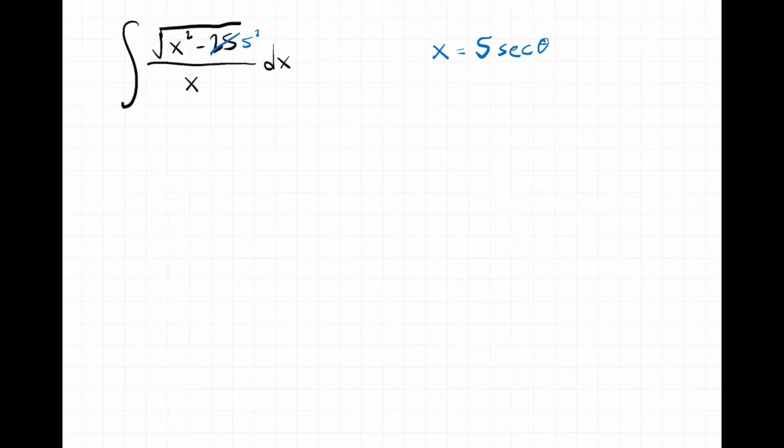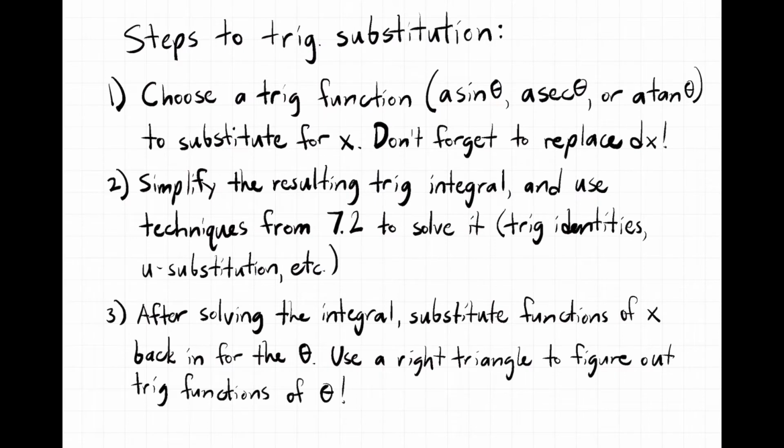Now's a good time to stop and review our 3 basic steps for trigonometric substitution. Our basic steps, first of all, choose which trig function you want to substitute in place of x. You'll usually use a number times sine theta, or a number times secant theta, or a number times tangent theta. And I've shown you which cases tell you to use which trig functions. If you make the wrong choice, you'll see pretty quickly that it's not working, and you can back up and try to make a different choice.